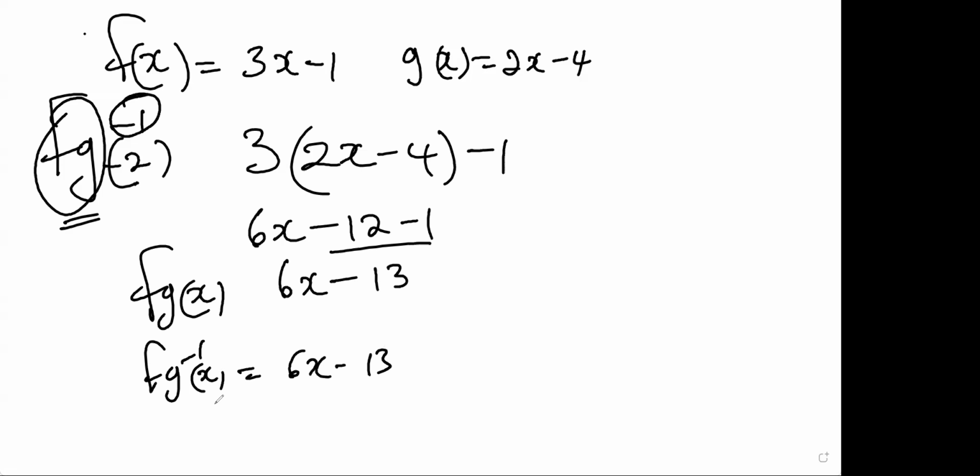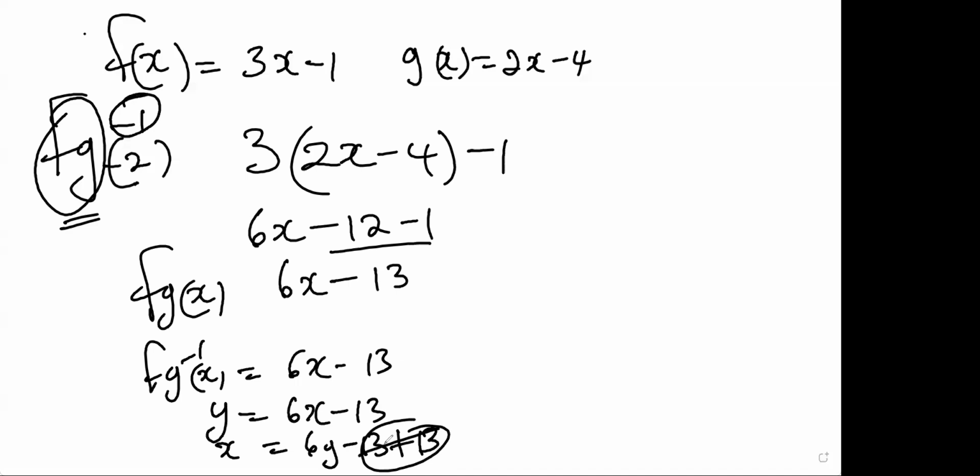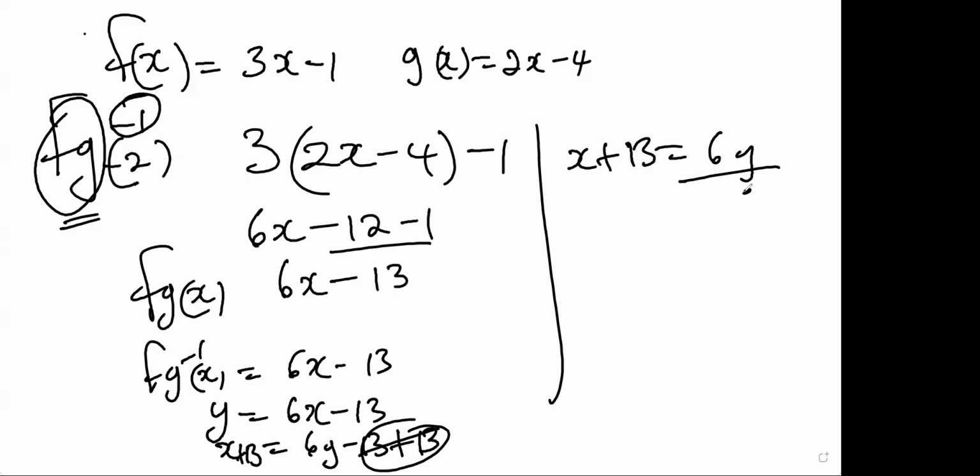So the first thing we want to do, change the function to y. Substitute x for y, y for x. And then we solve for y now. So that will be what? Plus 13, the opposite of minus. Anything we do to one side, we do to the other, so we put it to plus. So x plus 13 equals 6y. And then we divide by 6. So this is the inverse, fg inverse of x.